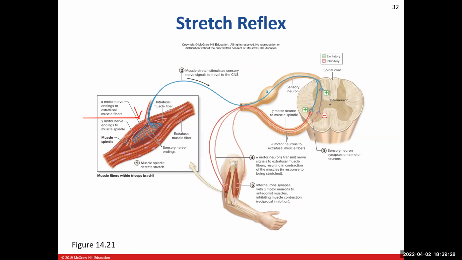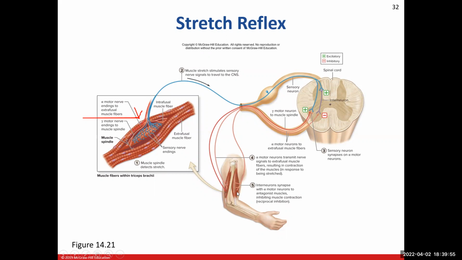And when it synapses onto the alpha motor neuron, it will also synapse onto the gamma motor neuron. And so it's going to excite both of those motor neurons. But the alpha motor neuron is much faster because it's much bigger. It will cause the triceps brachii muscle to contract. And at the elbow, that will cause you to straighten out your elbow.